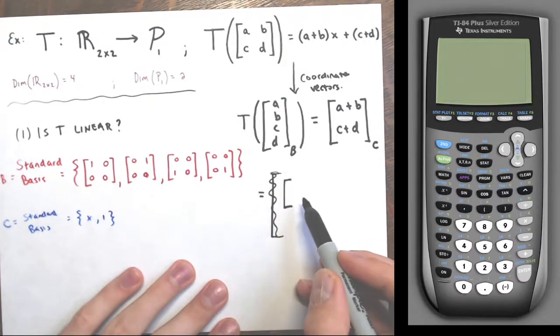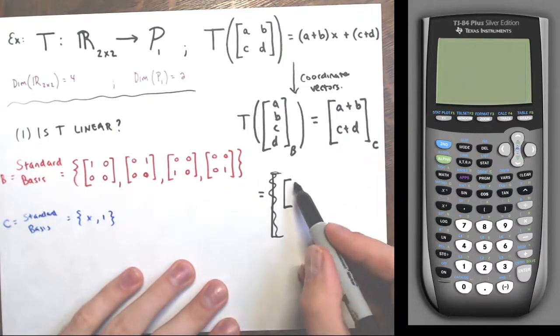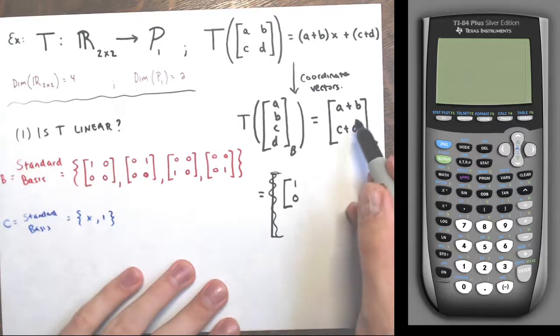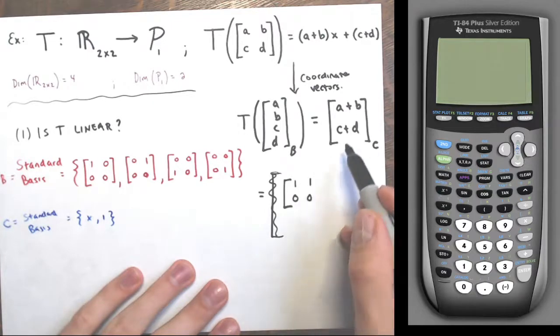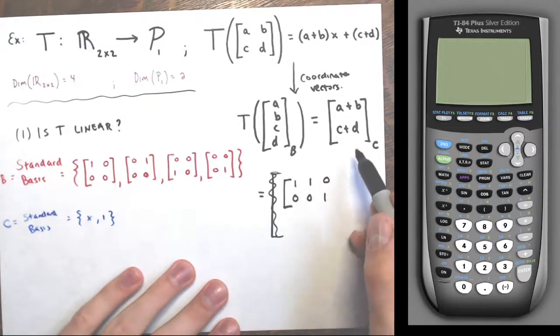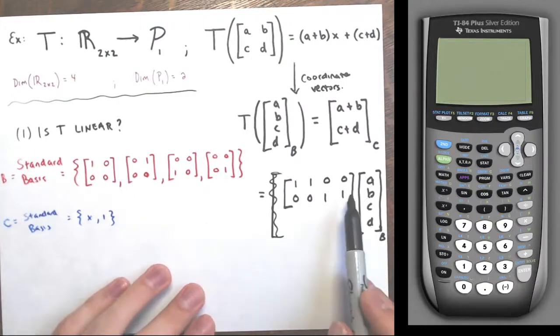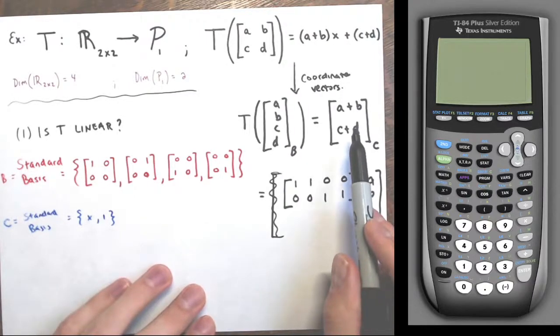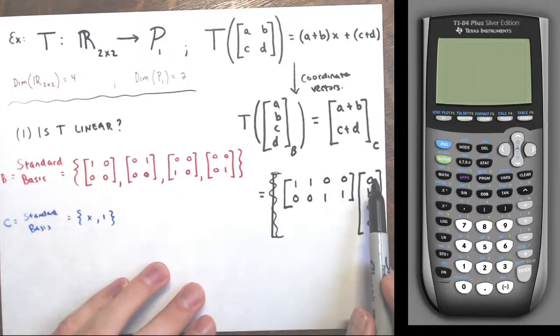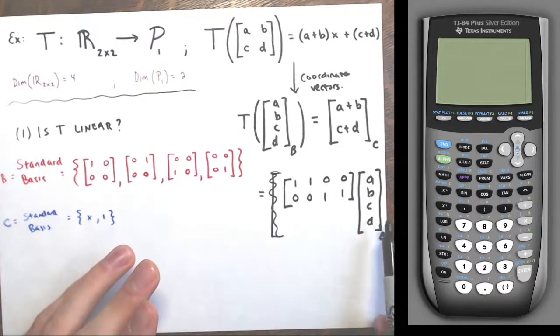Matrix, it'll be a 2x4 matrix. Coefficients of A, we have 1 then 0. Coefficients of B, got 1 then 0 again. Coefficients of C, 0 then 1. Coefficients of D, 0 then 1. There's that 2x4 matrix multiplied by the input vector A, B, C, D. And if you multiply these two matrices, you get this one back, and it's a matrix times the input vector.